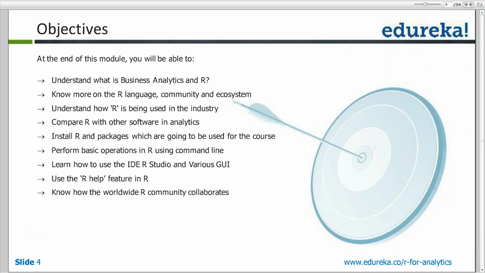We will also perform some very basic operations in R using the command line. That's for today, but we'll get deeper as we go by. We'll do this using the integrated development environment, RStudio. We'll also introduce you to a few GUI platforms on R, like R Commander and Rattle. And we will also help you come up to speed on how you could get some help from R itself and from the broader community on certain questions that you might have in working with R. Okay, so let's get started.